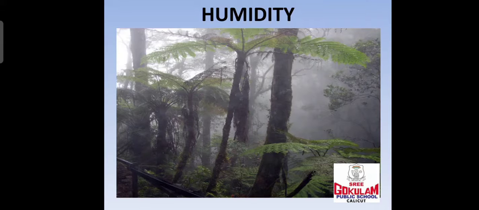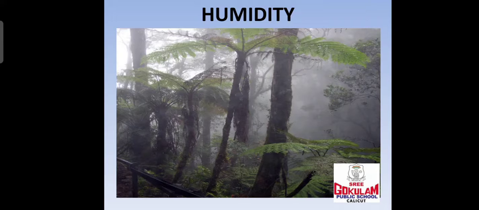Now children, we have learned about the composition of air. Air is a mixture of gases. About 78% of air is nitrogen, 21% is oxygen and 1% is other gases. Along with this, water vapor, dust and smoke are also included in the air. And then we discussed humidity. The amount of water vapor in air is called humidity.